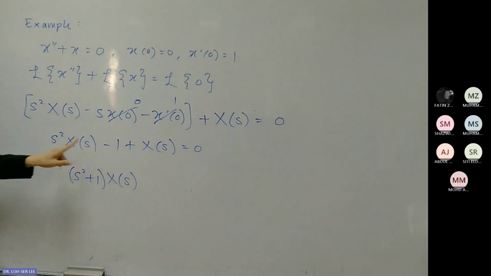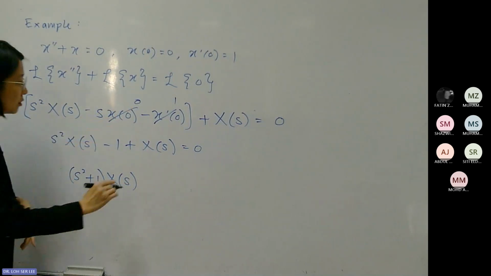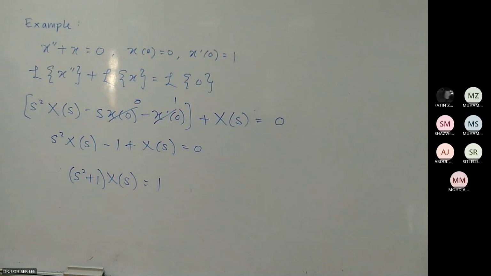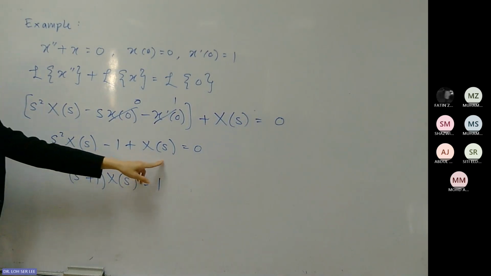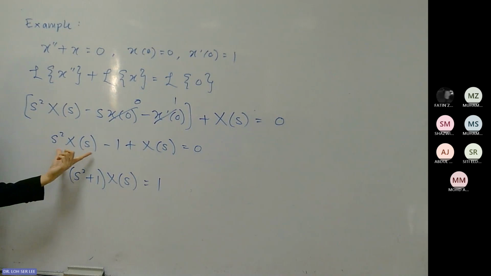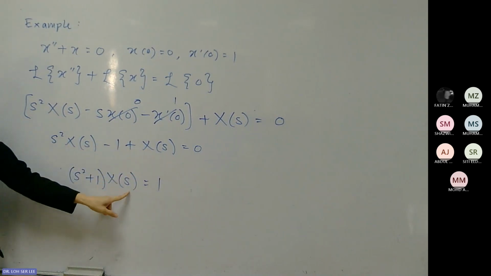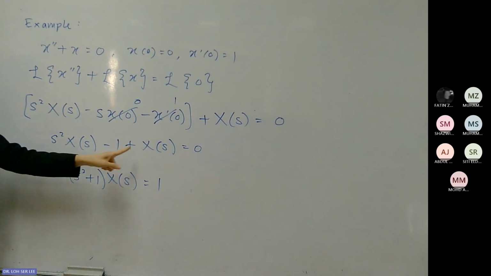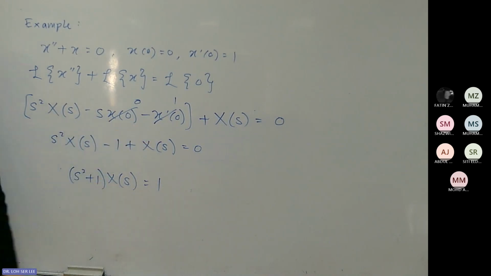The one without x in s, you move to the right. You want the xs to be on the left. So this one and this one, you factorize the x in s, so you get s squared plus 1. This term moves to the right. Up to this point, how do we get the s squared plus 1?